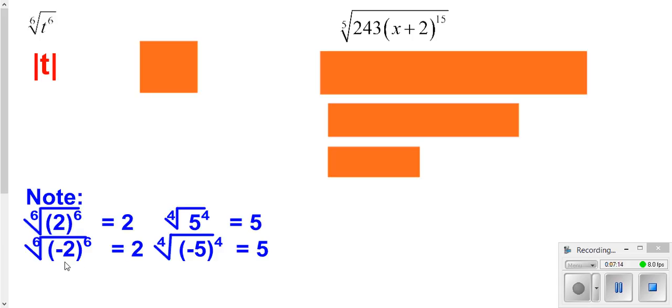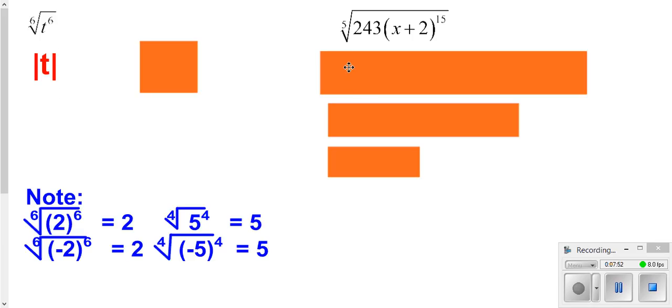Same idea down here. The 6th root of negative 2 to the 6th. Well, when you work out the inside, that's also positive 64. And then you can take the 6th root of that positive 64, because we had said before, we can only take an even root when the inside's positive. And the inside ends up being positive on these. Same idea over here. So no matter what's on the inside being raised to a power, if it's an even root, we're going to get out positive answers. So we need to make sure that t is positive. To ensure that t is positive, we have to put the absolute value there.